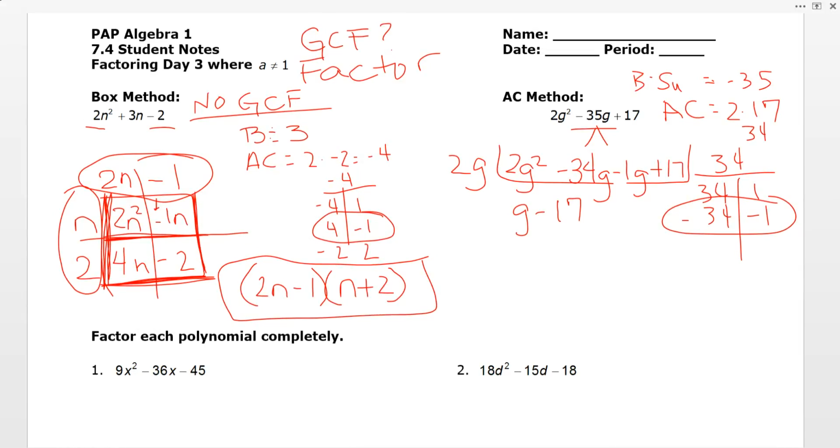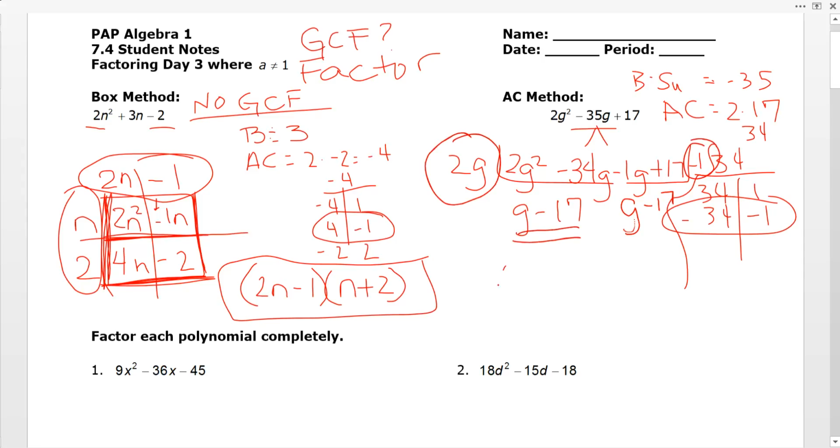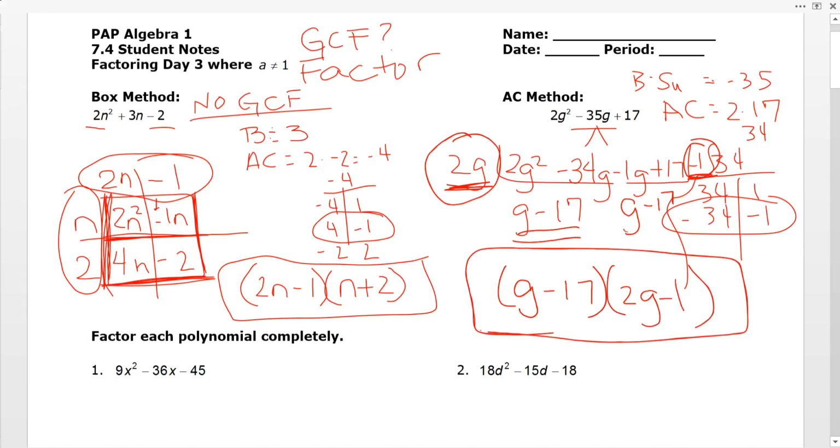But since that would give me a negative g and a positive 17, I'm going to go ahead and factor out negative 1, so that when I divide by negative 1, I end up with positive g and minus 17. So my binomials are g minus 17 and 2g minus 1. And I didn't take out a greatest common factor, so that's my answer.